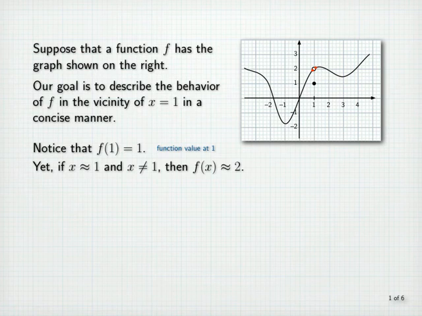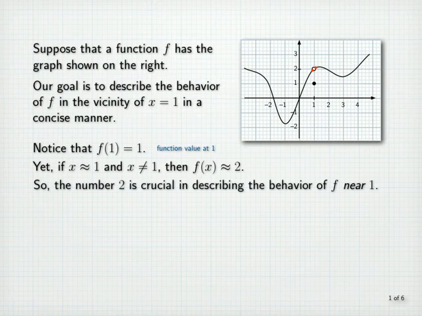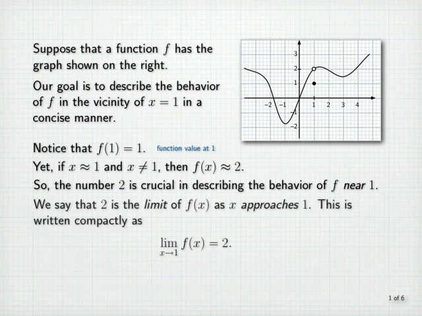So the number 2 is crucial in describing the behavior of f near 1. The way that we describe this behavior is to say that 2 is the limit of f of x as x approaches 1. This is written compactly in the manner shown.